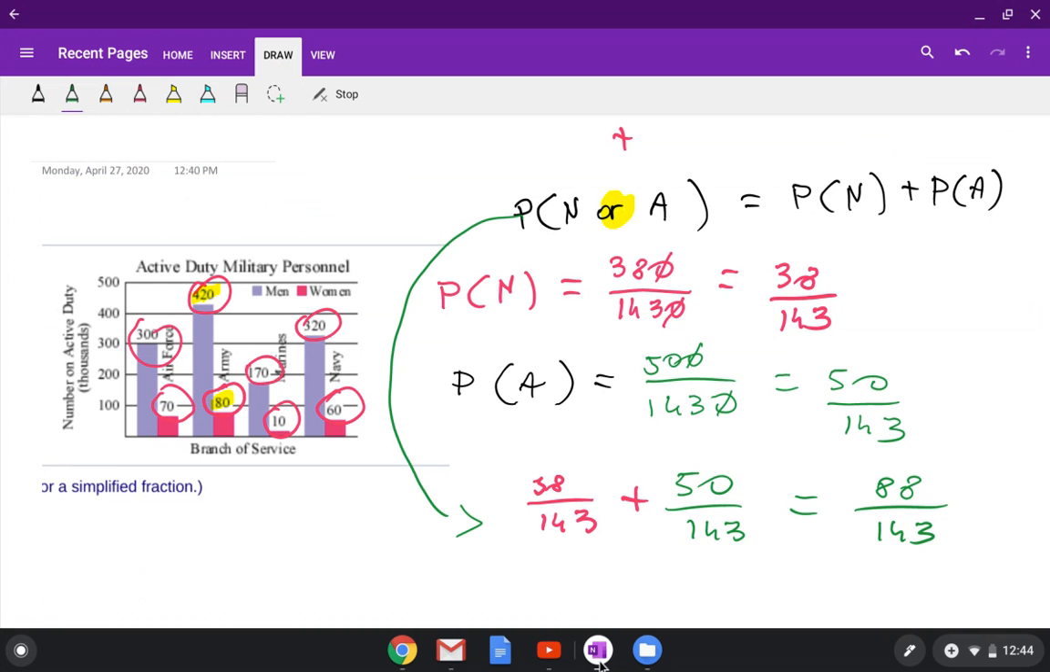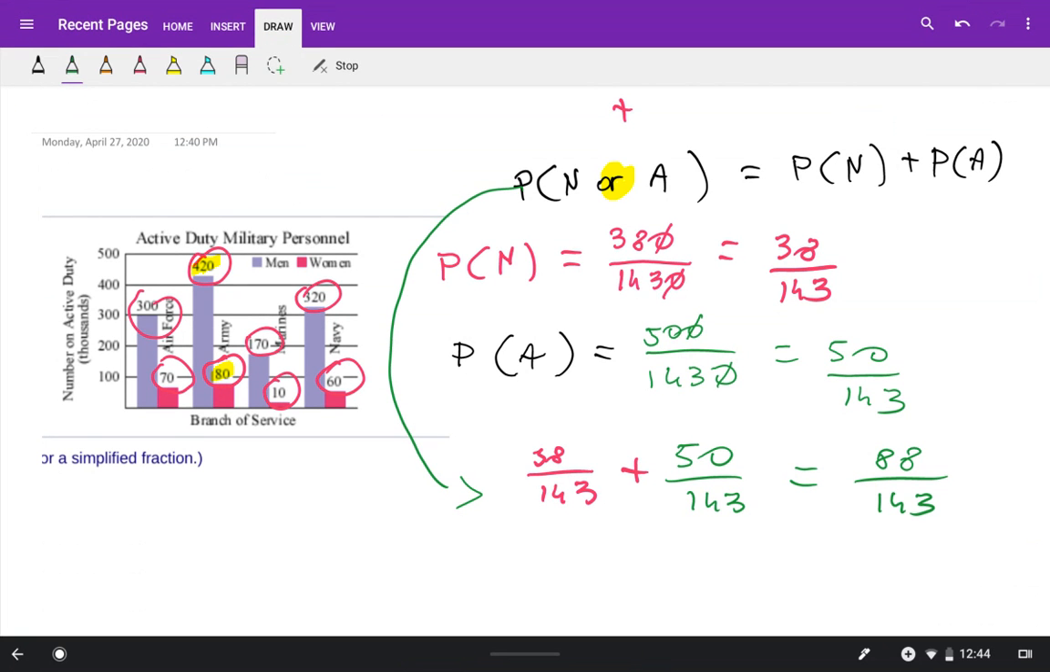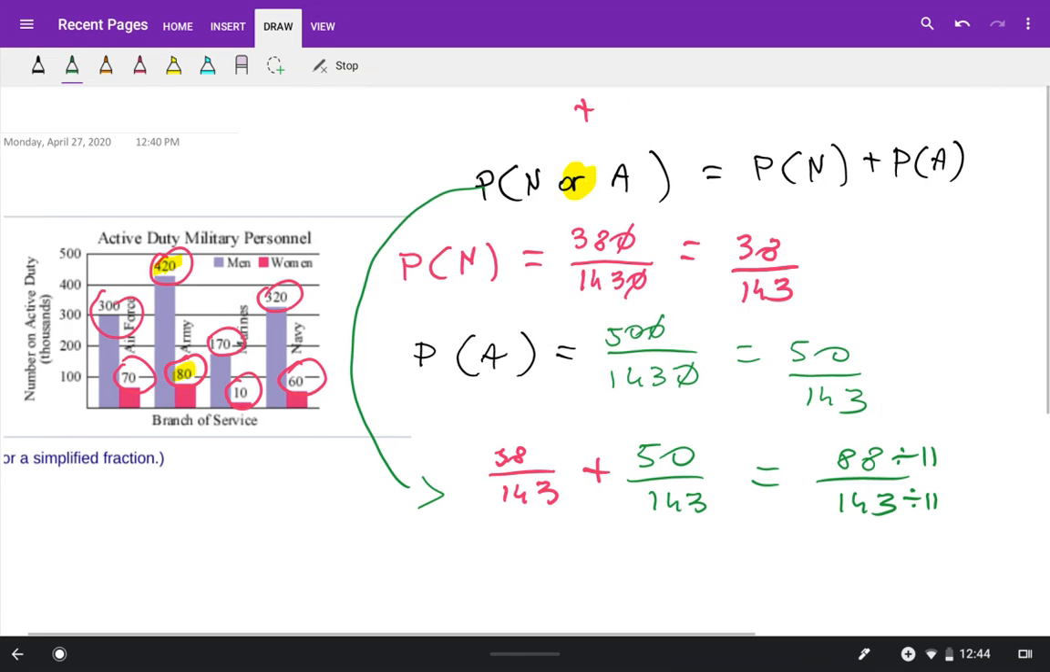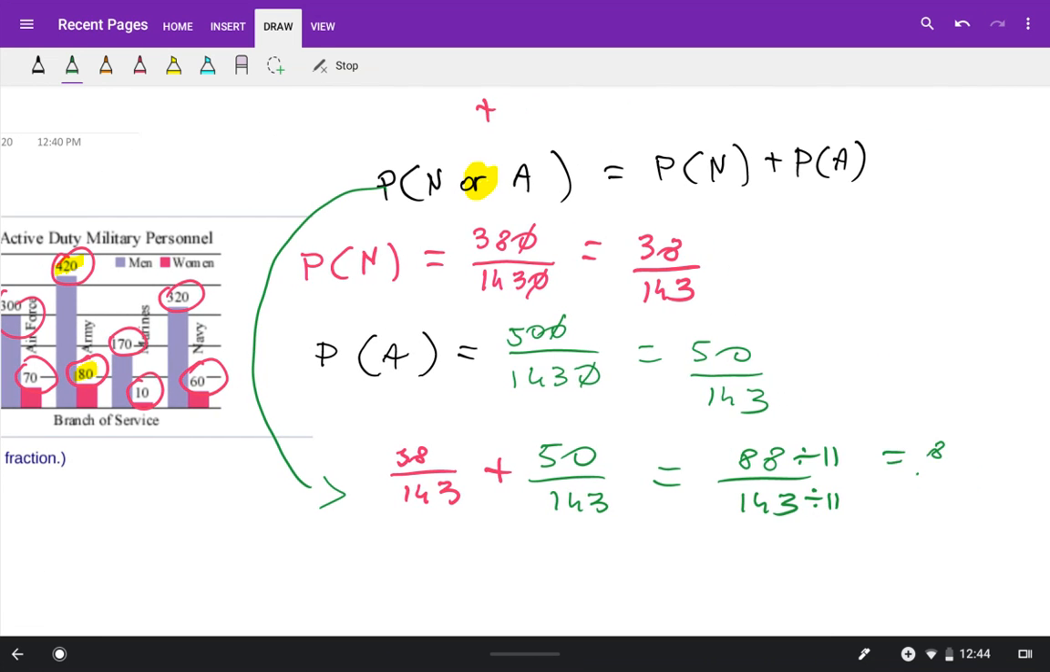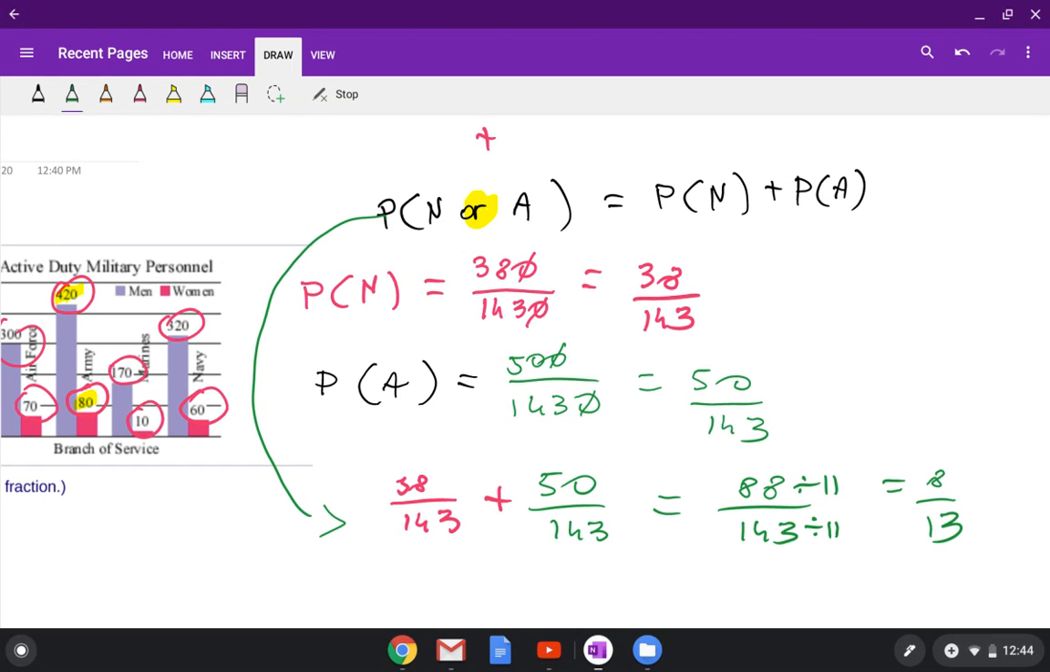So what happened here? 88 over 143, both of them you can divide by 11, and that will give you 8 over 13. So it should be simplified. Okay, next problem.